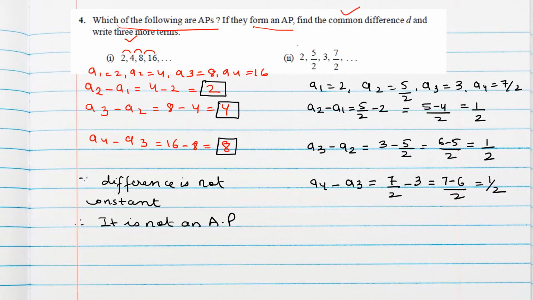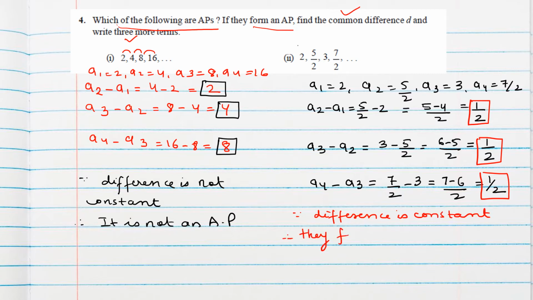Now if you observe, the common difference is the same: 1 by 2, 1 by 2, 1 by 2. So that means they form an AP, since the difference is constant. Therefore they form an AP. Now if they form an AP, we should find the common difference, that is 1 by 2, and then 3 more terms. So how can we find 3 more terms? We can add the common difference to the last term.